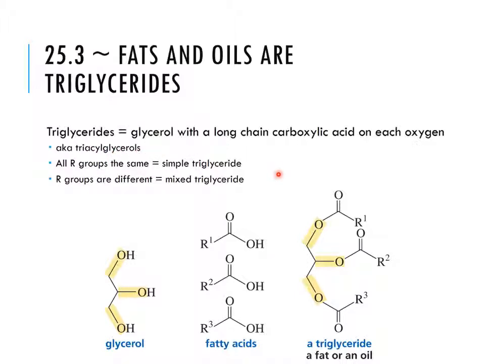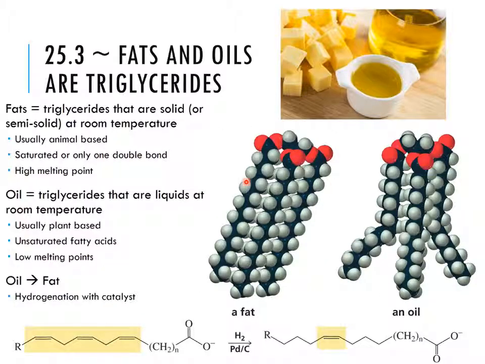In my description on my flowchart of what their structure looks like, I labeled them as a triester, just as a reminder of what that structure looks like. These R groups on the end are going to be long hydrocarbon chains. If they are all the same, it's called a simple triglyceride, and if they're all different, it's called a mixed triglyceride. And then our triglycerides have subcategories.